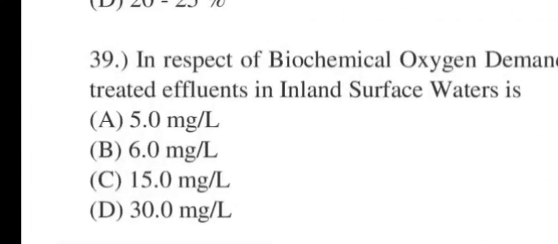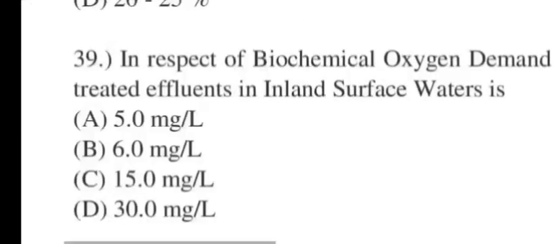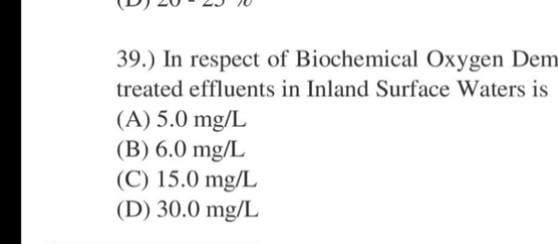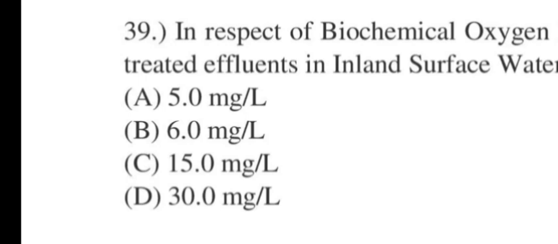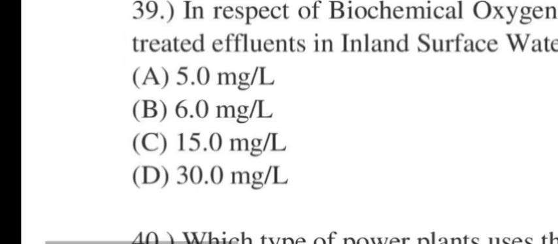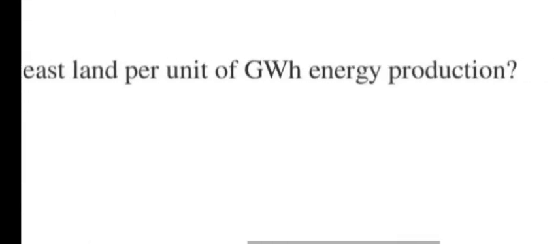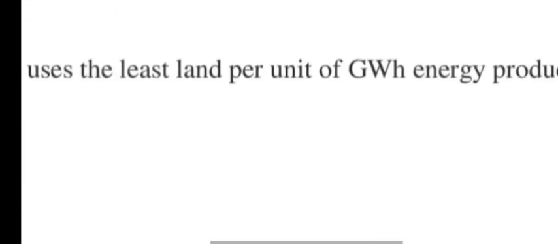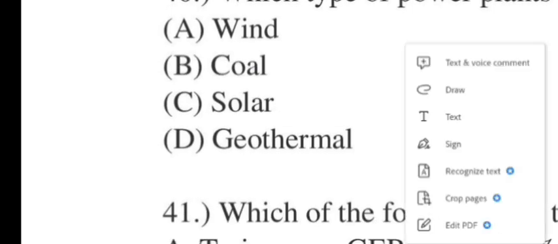39 says, in respect of biochemical oxygen demand BOD, the permissible Indian standard for discharge of treated effluents in inland surface waters is what? A, B, C, D. 5.0 mg per liter, 6.0 milligram per liter, 15.0 milligram per liter, 30.0 milligram per liter. 39. Correct option for the said question will be 30.0 milligram per liter. 40 says, which type of power plants uses the least land per unit of GWh energy production? Wind, coal, solar, geothermal. 40. Correct option will be geothermal.